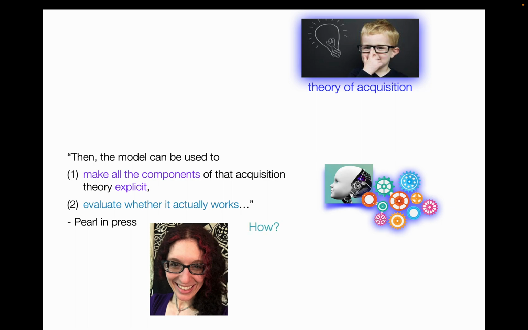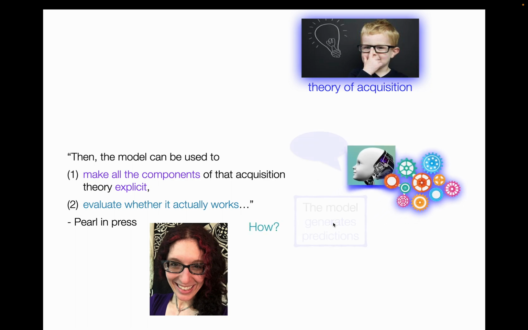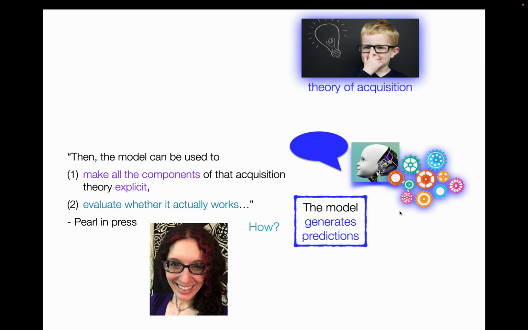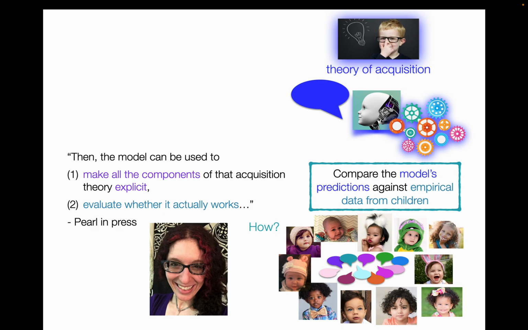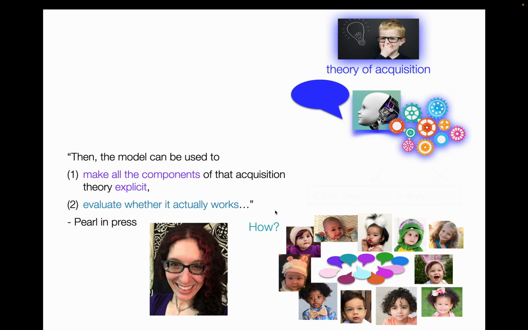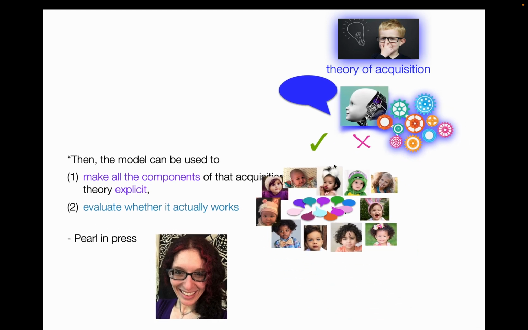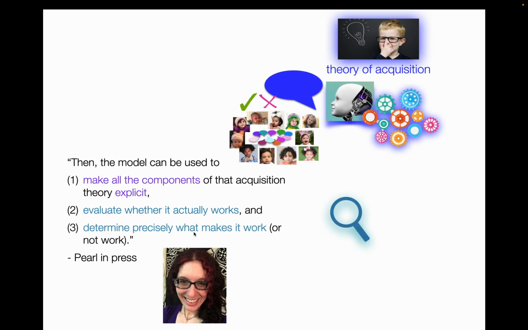And how do we do that exactly? Well, one way is that the model is going to generate predictions, say about children's behavior. And we can compare the model's predictions against empirical data we actually have from kids. We can evaluate whether the theory actually works or not. And if the predictions match, it works. If they don't match, then it doesn't. That's the basic idea. And we can then determine precisely what makes the theory work or not work, as the case may be.